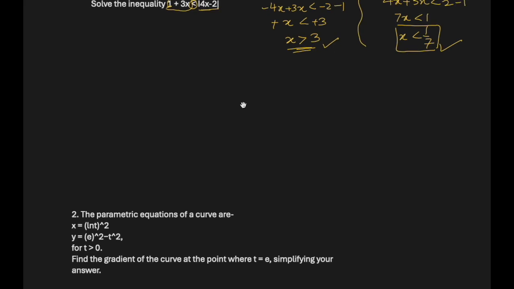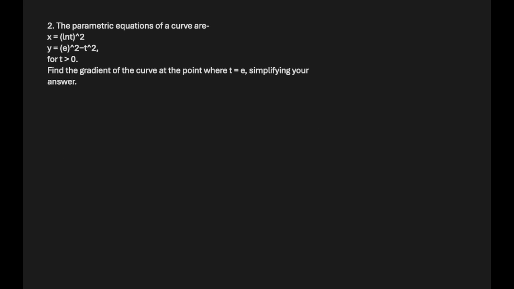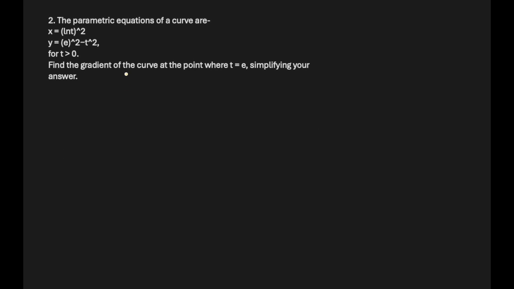So we move on to the next question, which is this. The parametric equations of a curve are these. Let me write this one properly because I may not have written it that way. x equals natural log of t, the whole of this to the power 2, there's a bracket around it. And the second one is y equals e to the power of 2 minus t square. This is the proper way of writing this, for t greater than 0. Find the gradient of the curve at the point where t is equal to e.